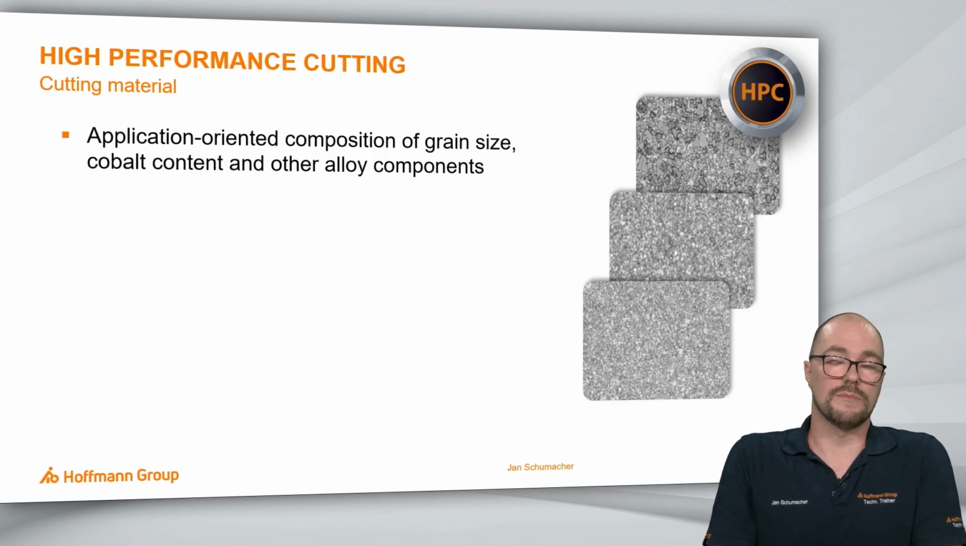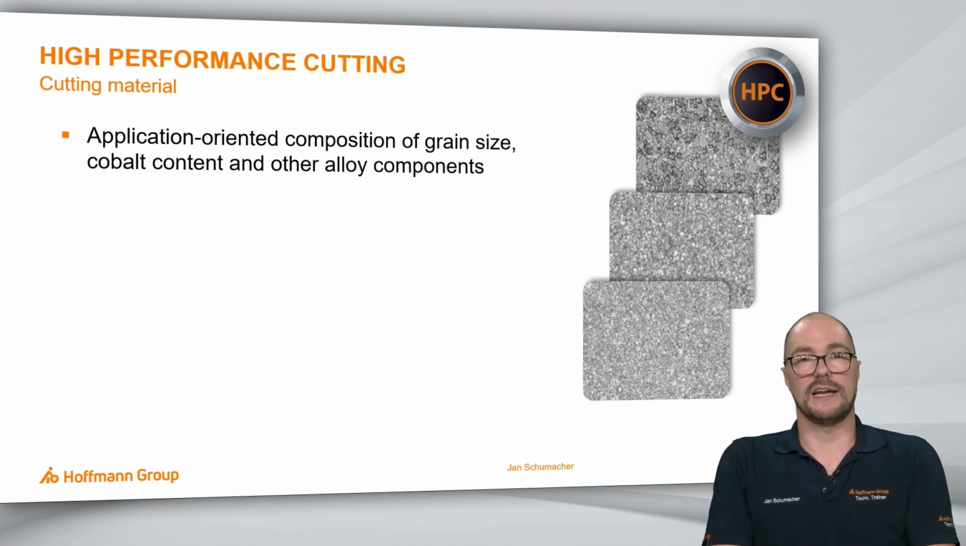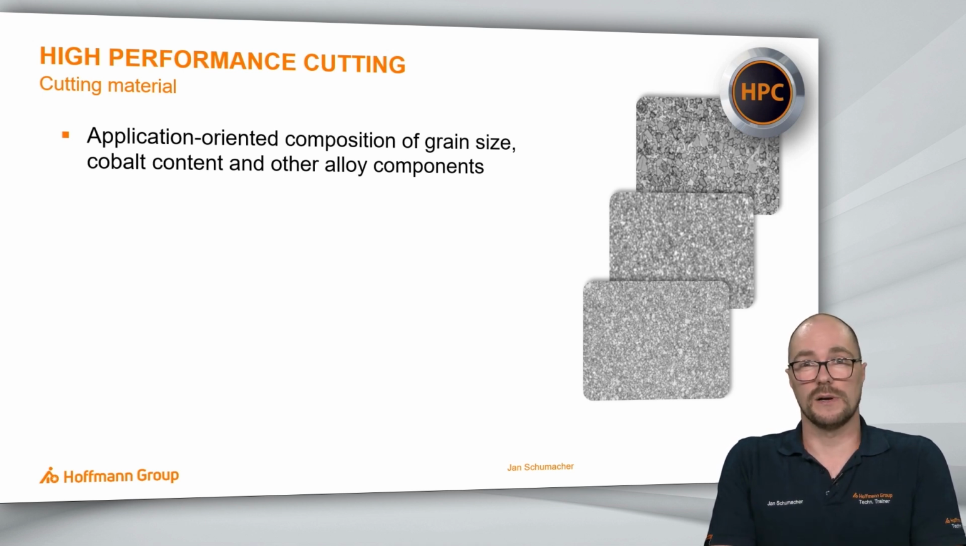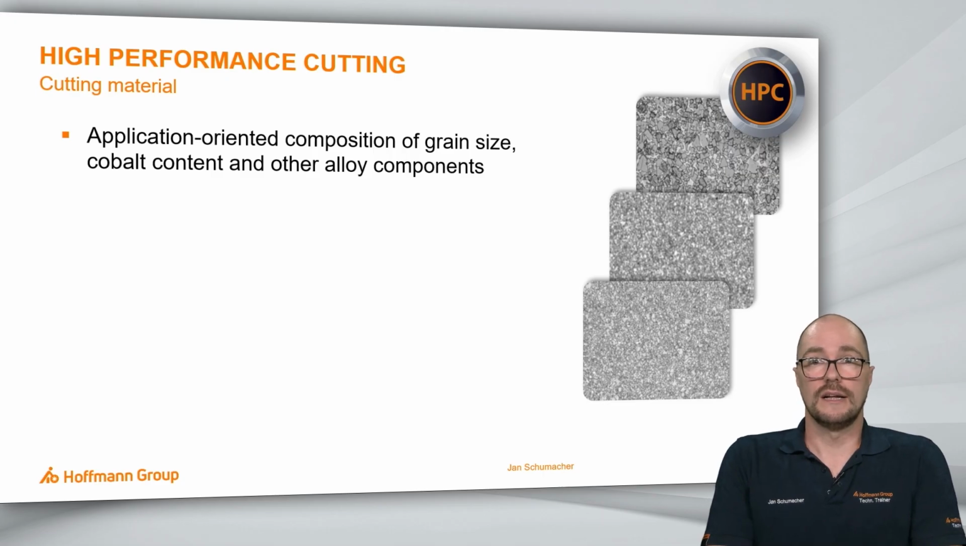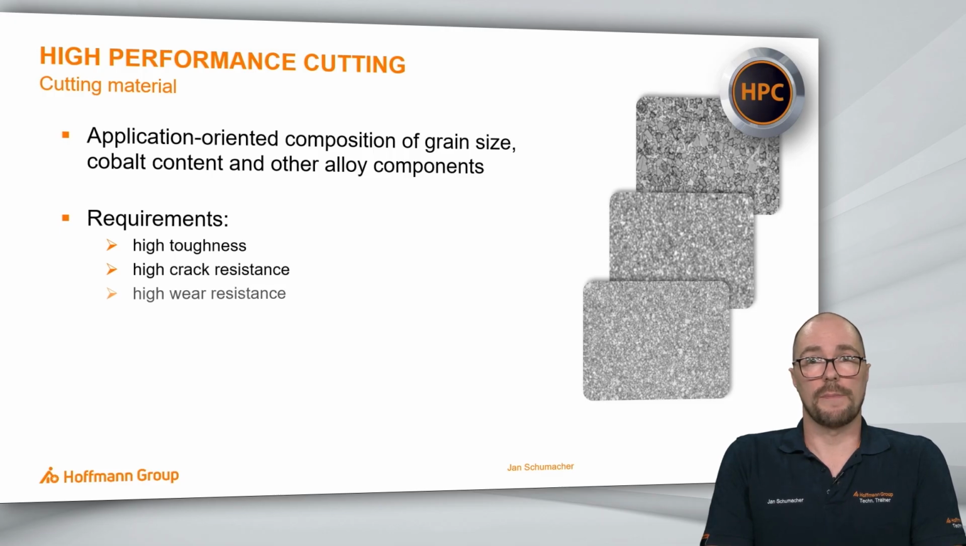Solid carbide is a composition of tungsten carbide which is bound together with cobalt, and it can contain other alloying elements as well, which may optimize the grain structure to even better suit the application.